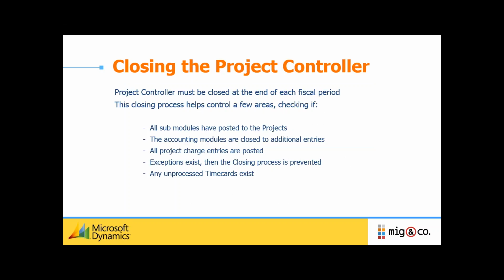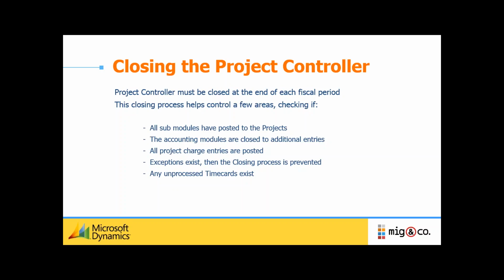Closing the project controller must be closed at each fiscal period, and the reason we do this is to make sure that we keep up to date with our projects. So at the closing process, we want to make sure that all the submodules have been posted to the projects. I would use my FTT process to make sure everything is processed from financials into the projects themselves. The accounting modules are closed through additional entries, and all project charge entries are posted through the project charge entry screen itself.